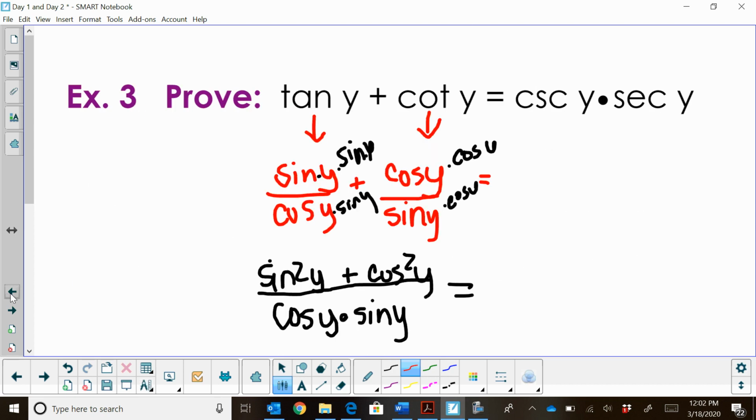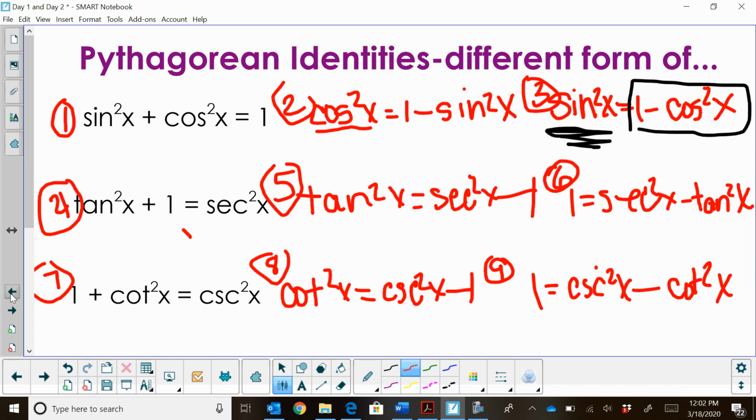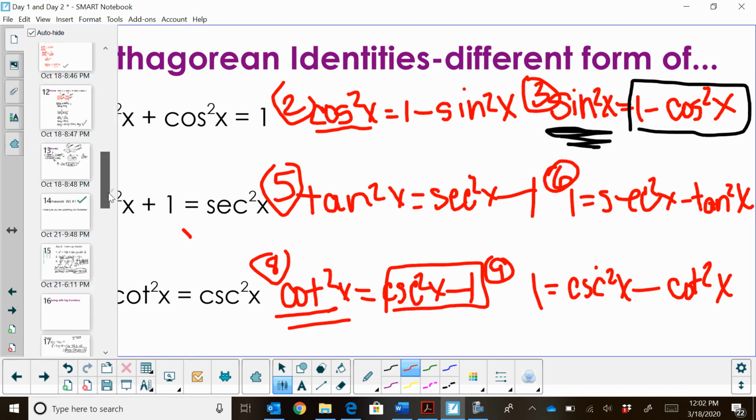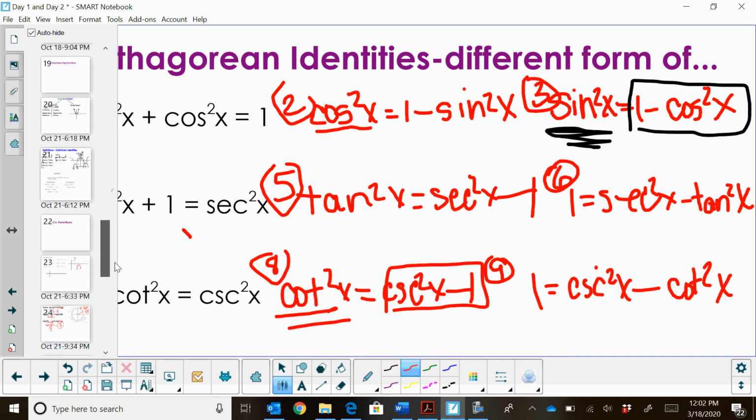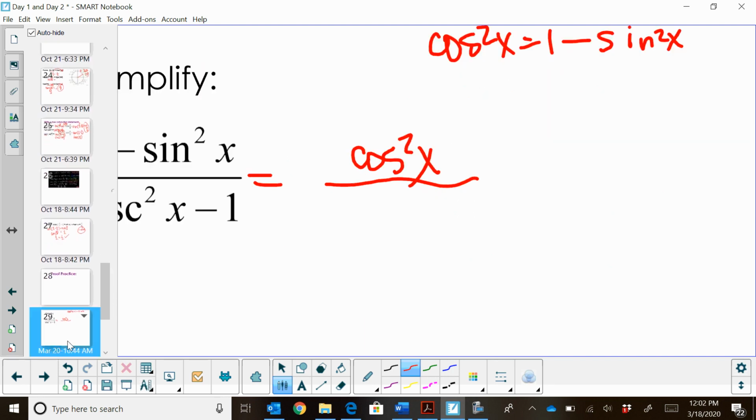And let's see where those are. I wrote all 8 of those up here. Okay, here we are. So cosecant squared minus 1, that's equal to cotangent squared. So I can replace cosecant squared minus 1 with cotangent squared. So let me see if I can get there a little faster this time. Here we go. We're all the way down to here.